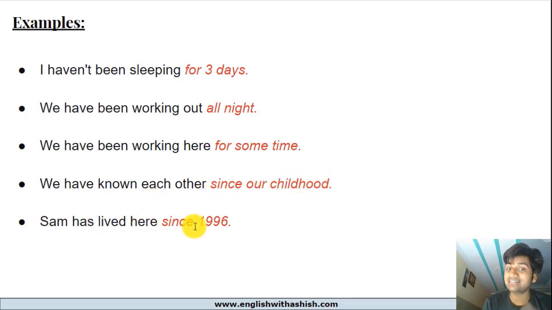Sam has lived here since 1996. Sam has lived here. How long? Since 1996. Starting point of the action. Since 1996. This is the point when he started living here, and from that very point, he has been living here.